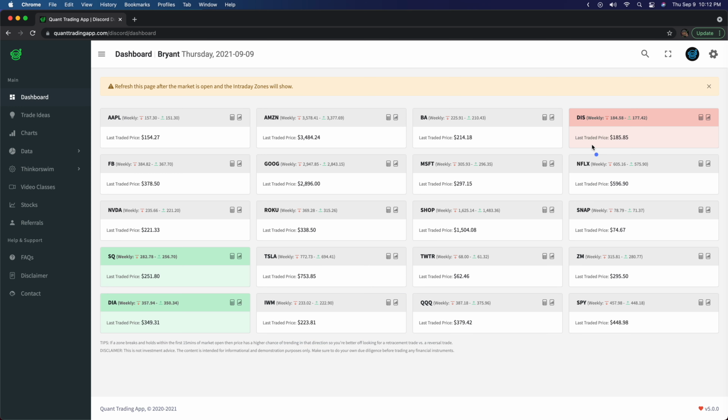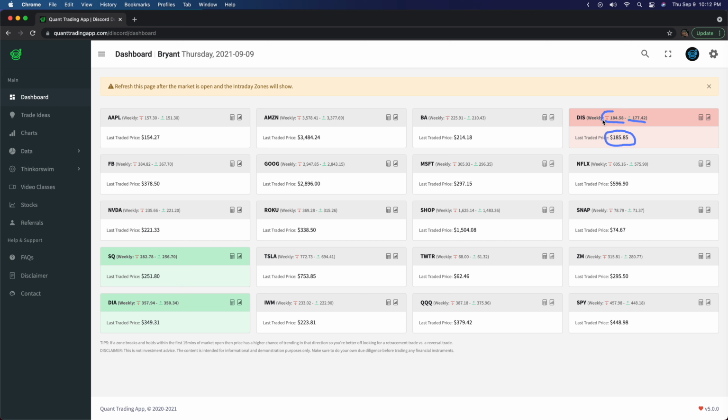Next, you'll notice that there are a couple colors here. So Disney happens to be red, while Square and the Dow Jones are green. The reason is because this right here is the weekly levels that the algo has generated. The red is saying that this should be the resistance for the week and this should be the support. This is red because it's gone past its weekly resistance.